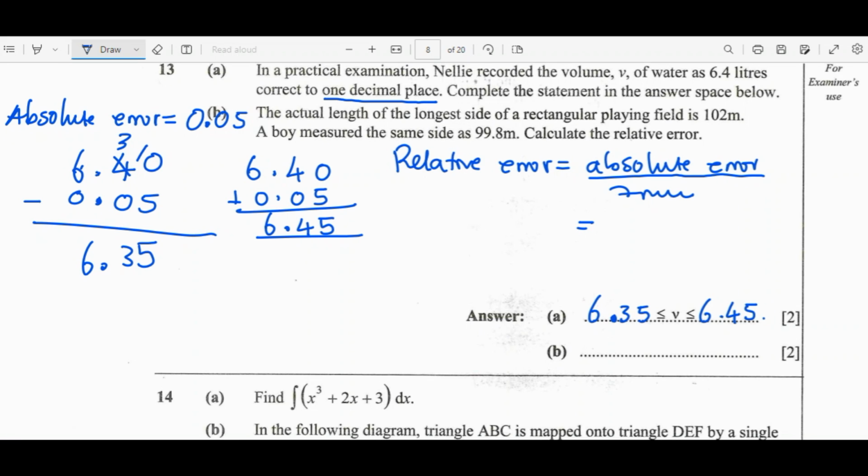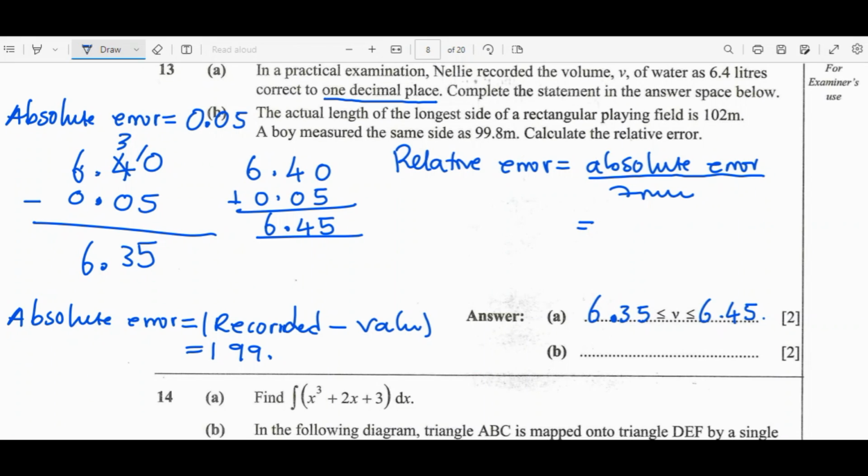So we'll say absolute error is equal to recorded value, or measured value, if you want, we can say that, minus true value. So recorded value, so measured, so recorded is 99.8 minus the true value, which is 102.